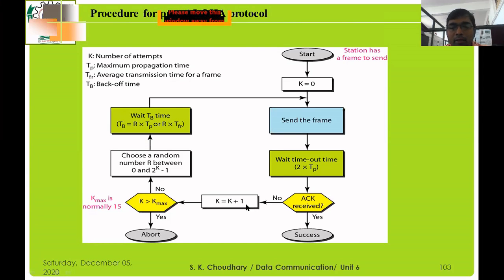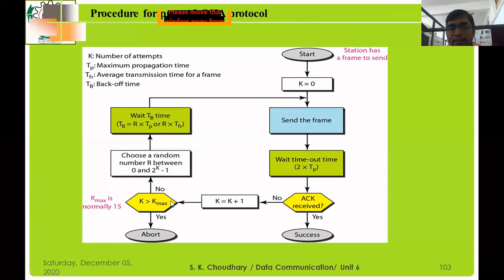It goes for the next attempt, K plus 1, so 0 plus 1 is 1, or if the first attempt is already done, then the second attempt. This way, attempts advance by 1, and it tries until K is greater than K max. So what is the K max for the pure Aloha? It is normally 15 attempts. After 15 attempts, if the acknowledgement is still not received, it aborts the transmission procedure.